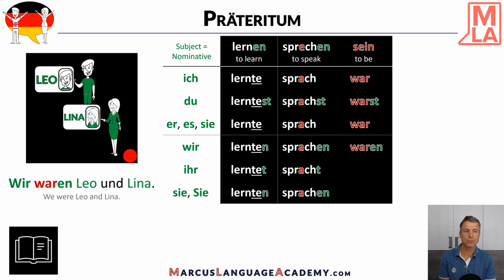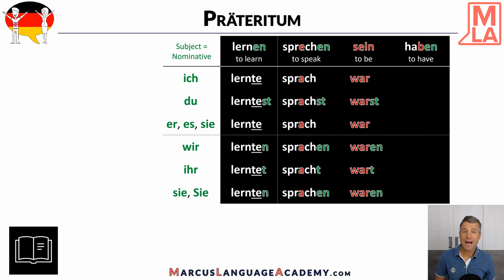Wir waren Leo und Lina. Ihr wart Leo und Lina, and sie waren Leo und Lina. So we see it's quite irregular, but the endings are a little bit the same as for irregular verbs in Präteritum. The verb haben, also quite important, changes this way.